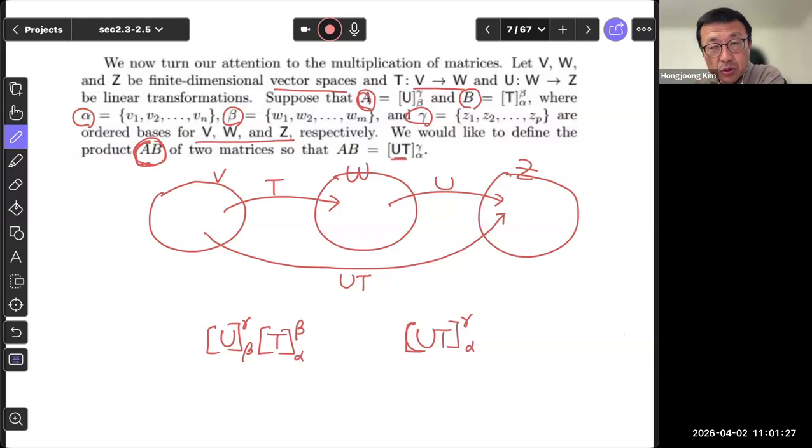And moments ago, this composite of U and T is a linear mapping. So there must be a matrix representing this using the basis. And basis for the domain is alpha, and basis for the codomain for this composite will be gamma. So we want to use this alpha and gamma to represent this composite with a single matrix. That single matrix will be the definition for the product. Okay, so that's how we want to define this product.